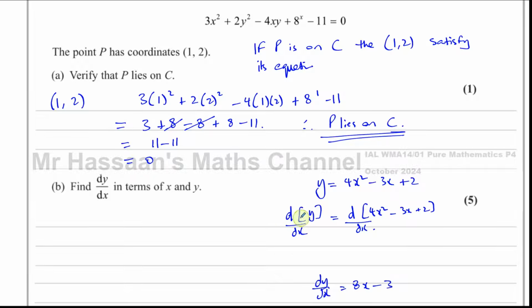So when you differentiate y with respect to x, you get dy/dx. Basically, you have y to the power of 1, so you multiply by the power, that gives you 1 times y to the power of 0. And then because y is some function of x, y can be expressed in terms of x eventually. Y is some function of x.